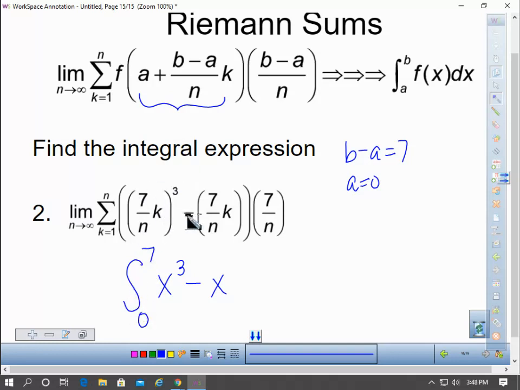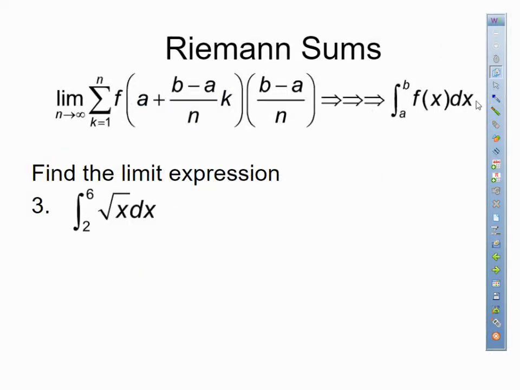This is x cubed minus x, because this expression has to be plugged into a function. So it's this quantity to the third power minus that quantity. So those were plugged in for x. So that's x cubed minus x. And then this is your b minus a over n again. So there's my answer. Boom, done. Easy peasy, right? All right, so now let's reverse it.